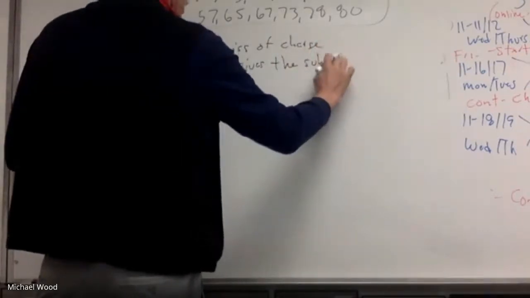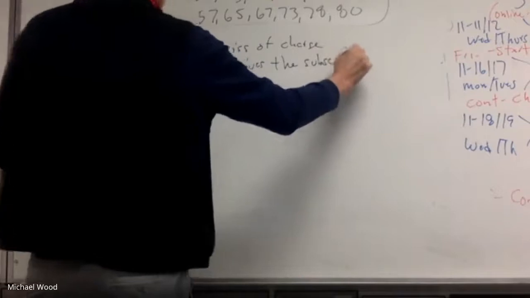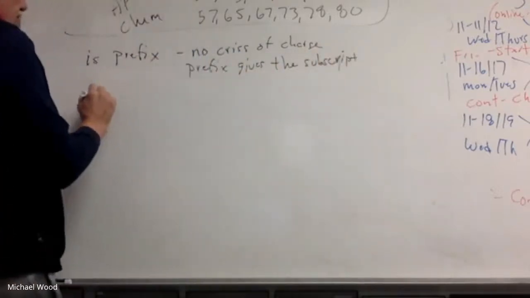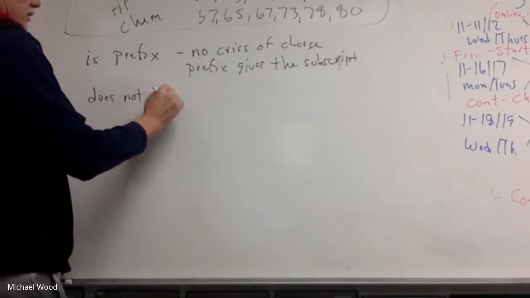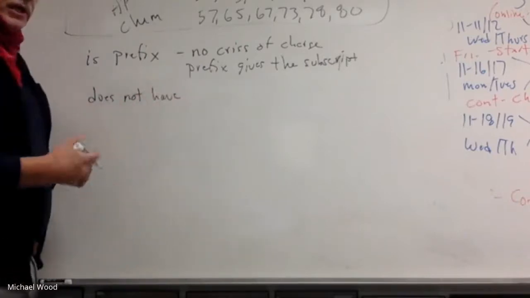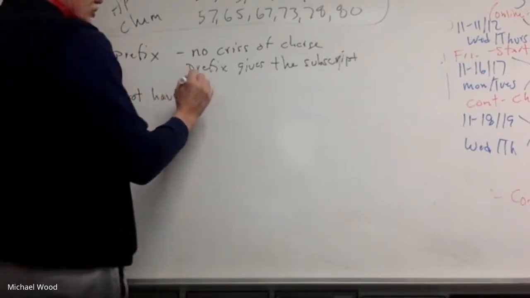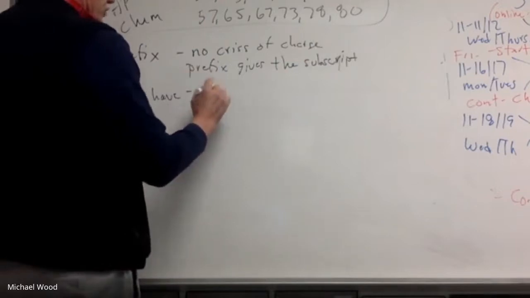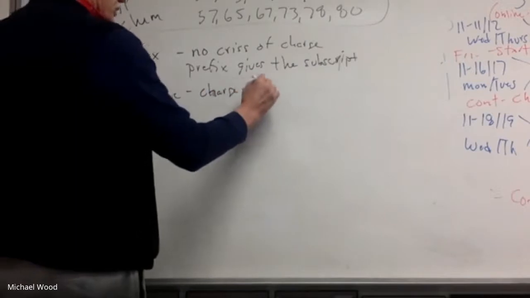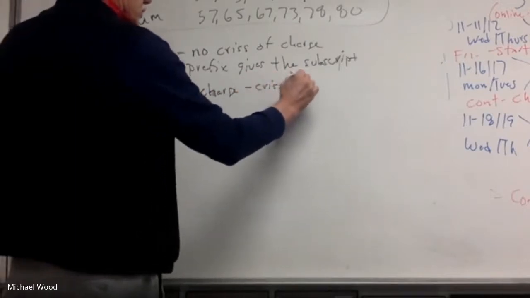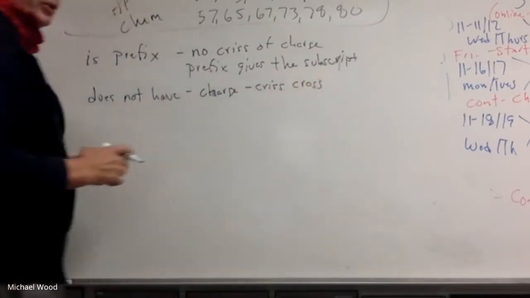Okay, anything else that does not have a prefix, which are going to be all the ionic ones and the acid and base ones, those are the ones where you have to look up the charge and you crisscross their numbers. Okay, so we'll do some of both.